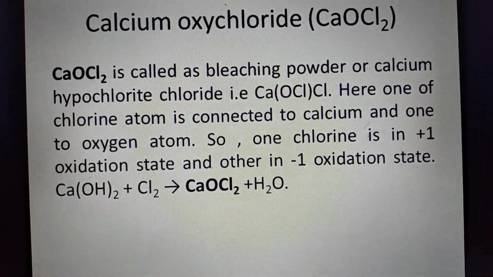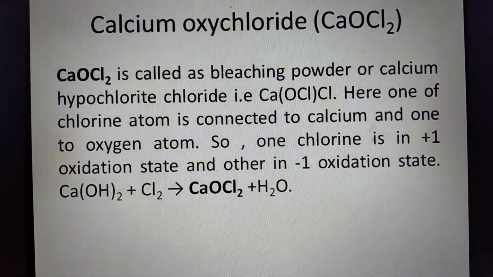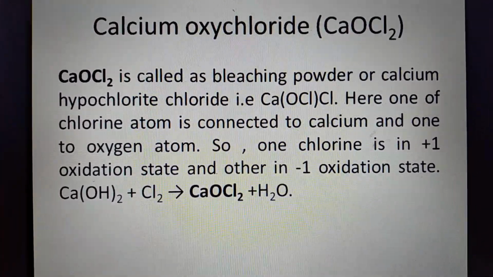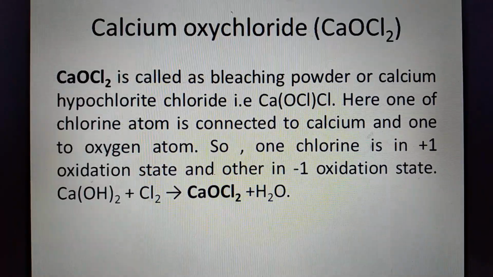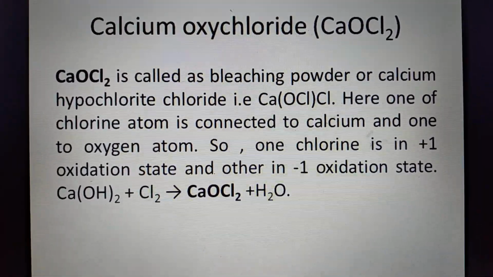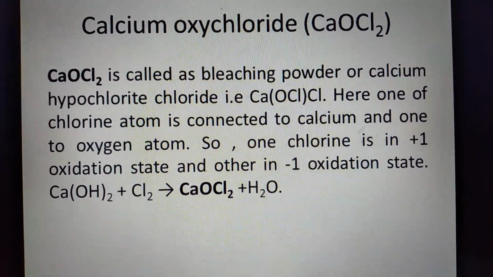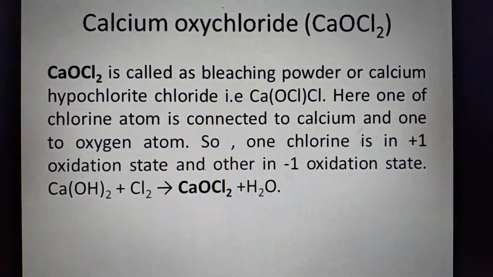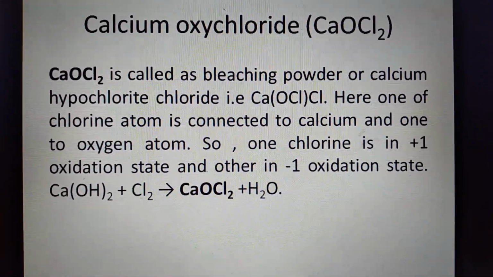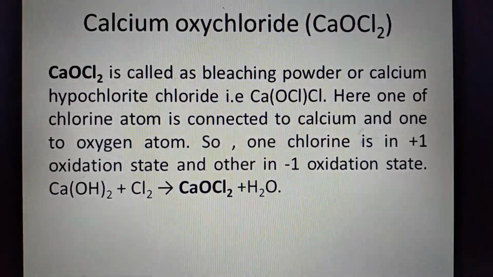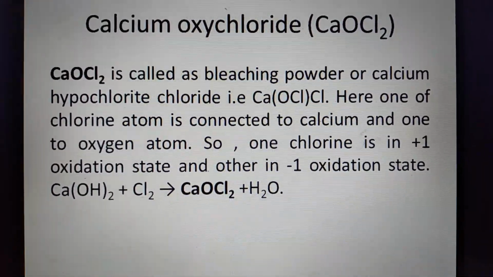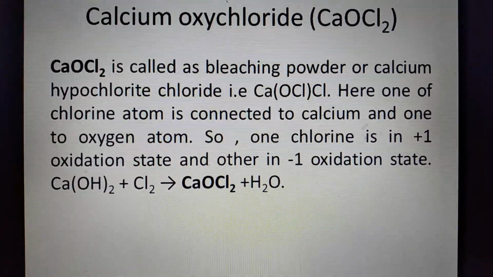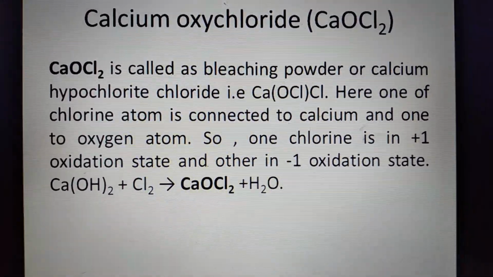So calcium oxychloride is called bleaching powder or calcium hypochlorite. Its formula is CaClOCl, and here one chlorine atom is connected to the calcium and one to the oxygen atom. So one chlorine atom has an oxidation state of plus 1 and the other has minus 1. Now how is it formed? Calcium hydroxide plus chlorine gives us calcium oxychloride plus water.